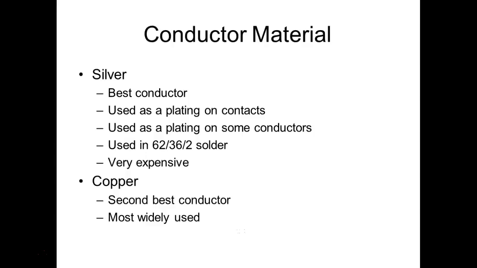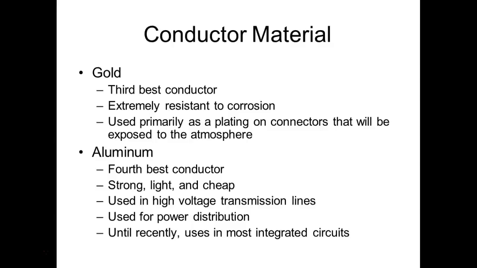Of course, we know that silver is the best conductor for electricity. It's used as plating on contacts, as plating on some conductors, and in silver solder. Very expensive. Copper is probably the most widely used conductor out there. The two most widely used are what? Copper and aluminum. Of course, we know gold is the third best. We've already talked about that. Aluminum is the fourth best, but it's strong, light, and cheap.